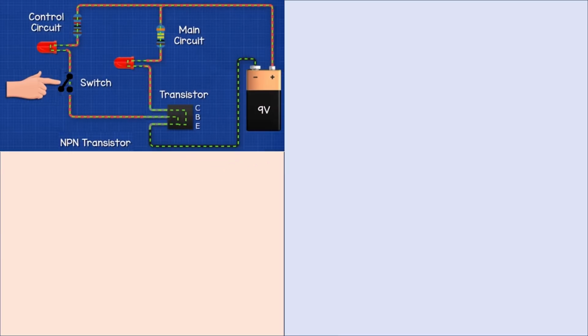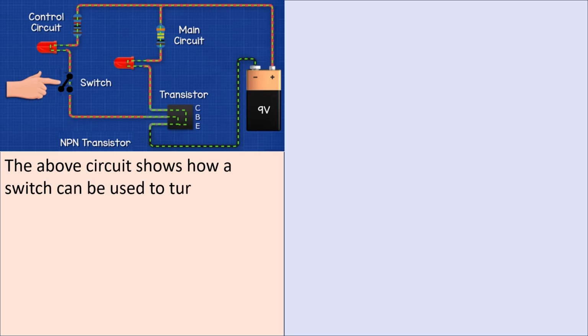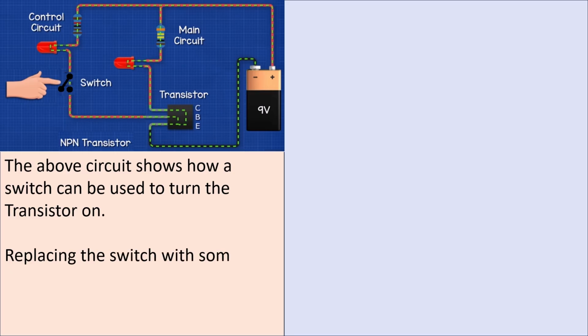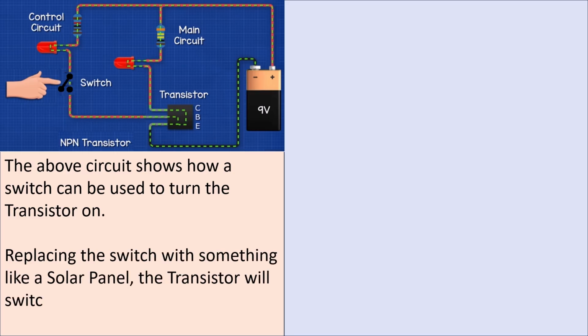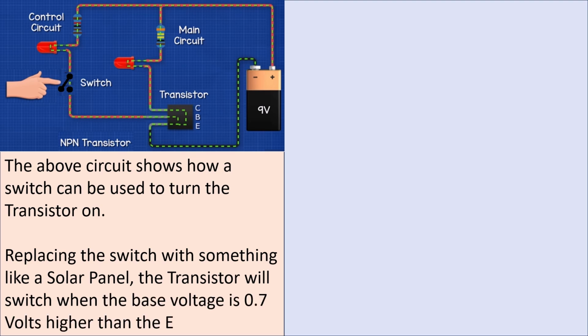The above circuit shows how a switch can be used to turn the transistor on. Replacing the switch with something like a solar panel, the transistor will switch when the base voltage is 0.7 volts higher than the emitter.